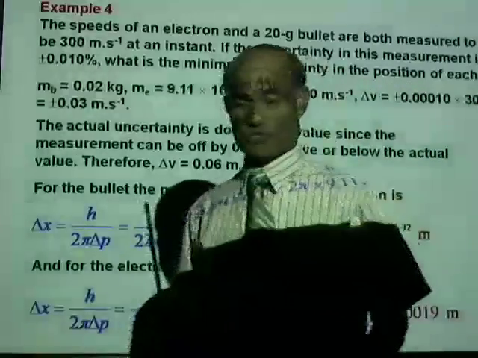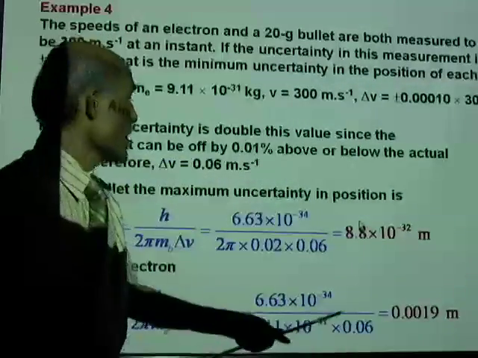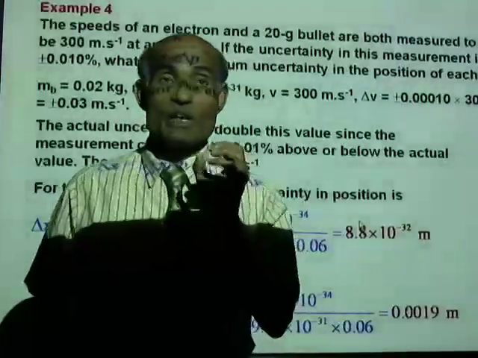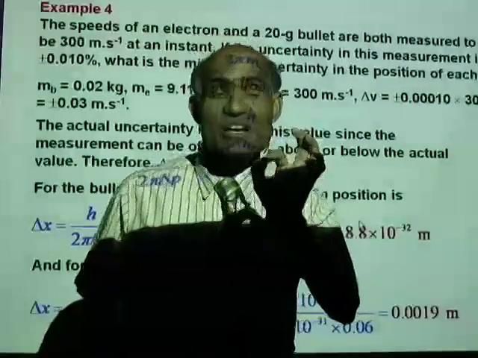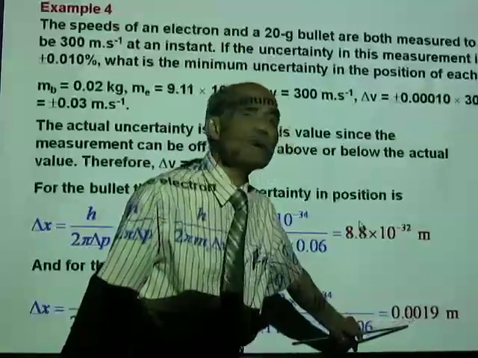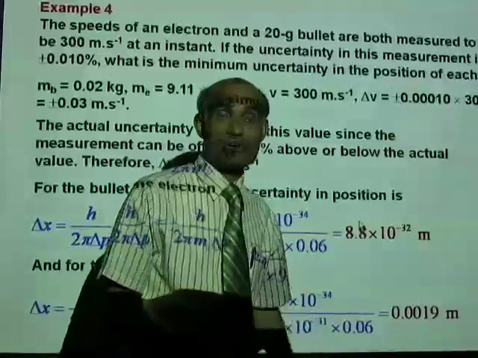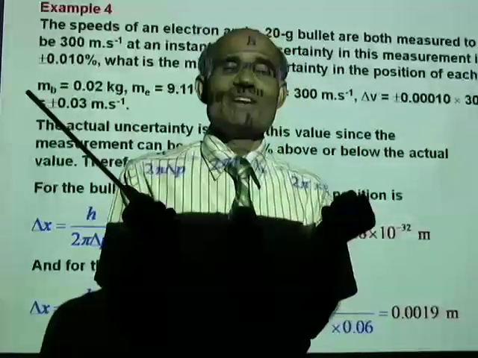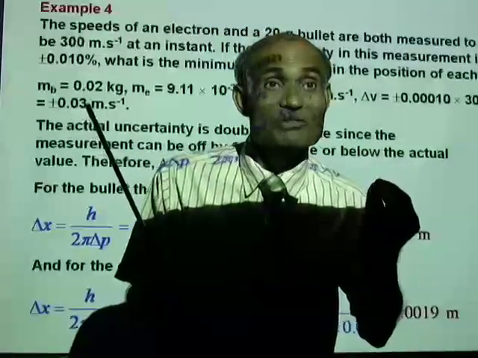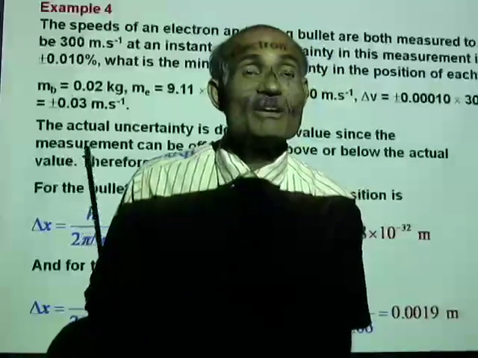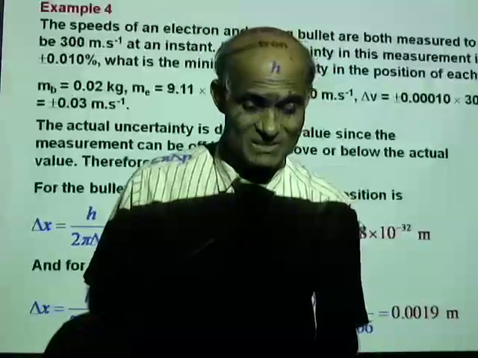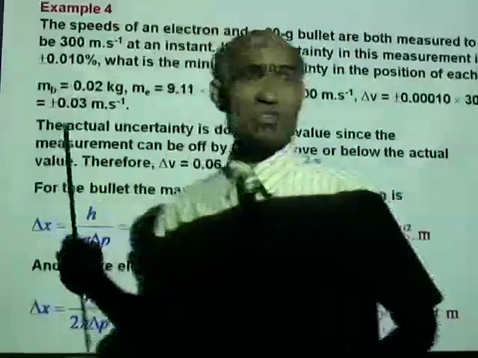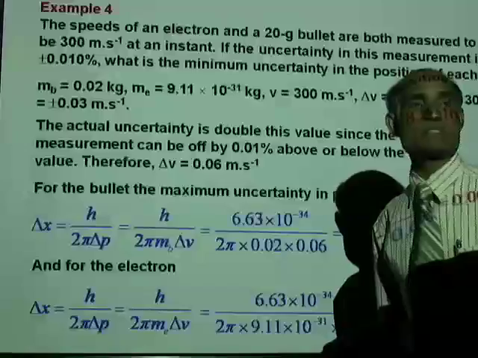It is 0.0019 meter. So there is an uncertainty of 0.0019 meter. Now remember, considering the size of the electron, this is a humongous number. So there is a very large measure of uncertainty in locating the position of the electron when the uncertainty in its momentum is given to us. I hope that particular point is illustrated by this problem.